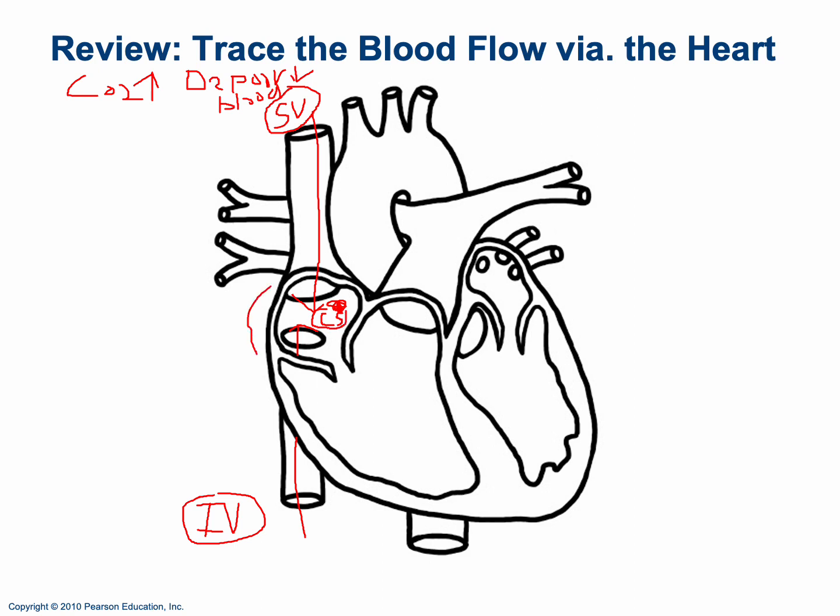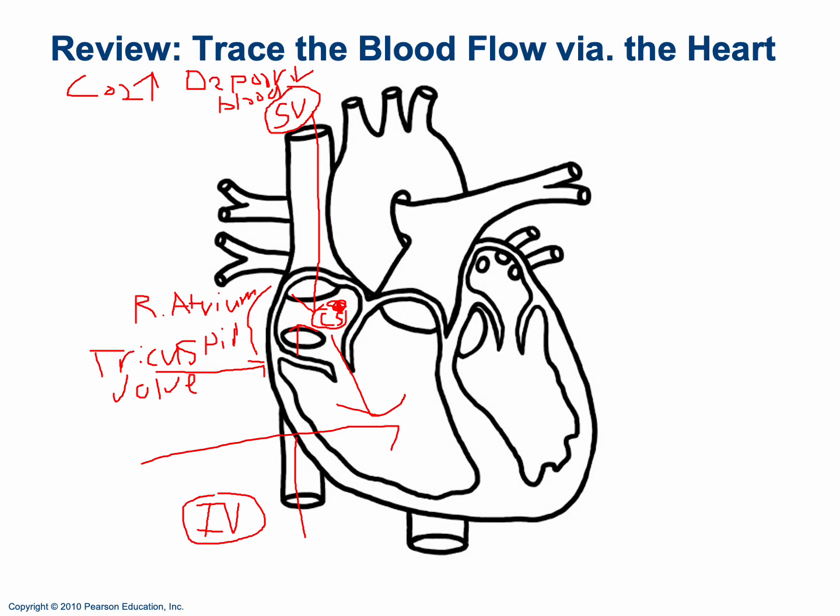Of course, this major structure here is going to be your right atrium. All right, so enough blood is accumulating here, and eventually this is going to put pressure up against our tricuspid valve. So right here, this would be your tricuspid valve. And now the blood enters into your right ventricle. So this is the right ventricle right here.